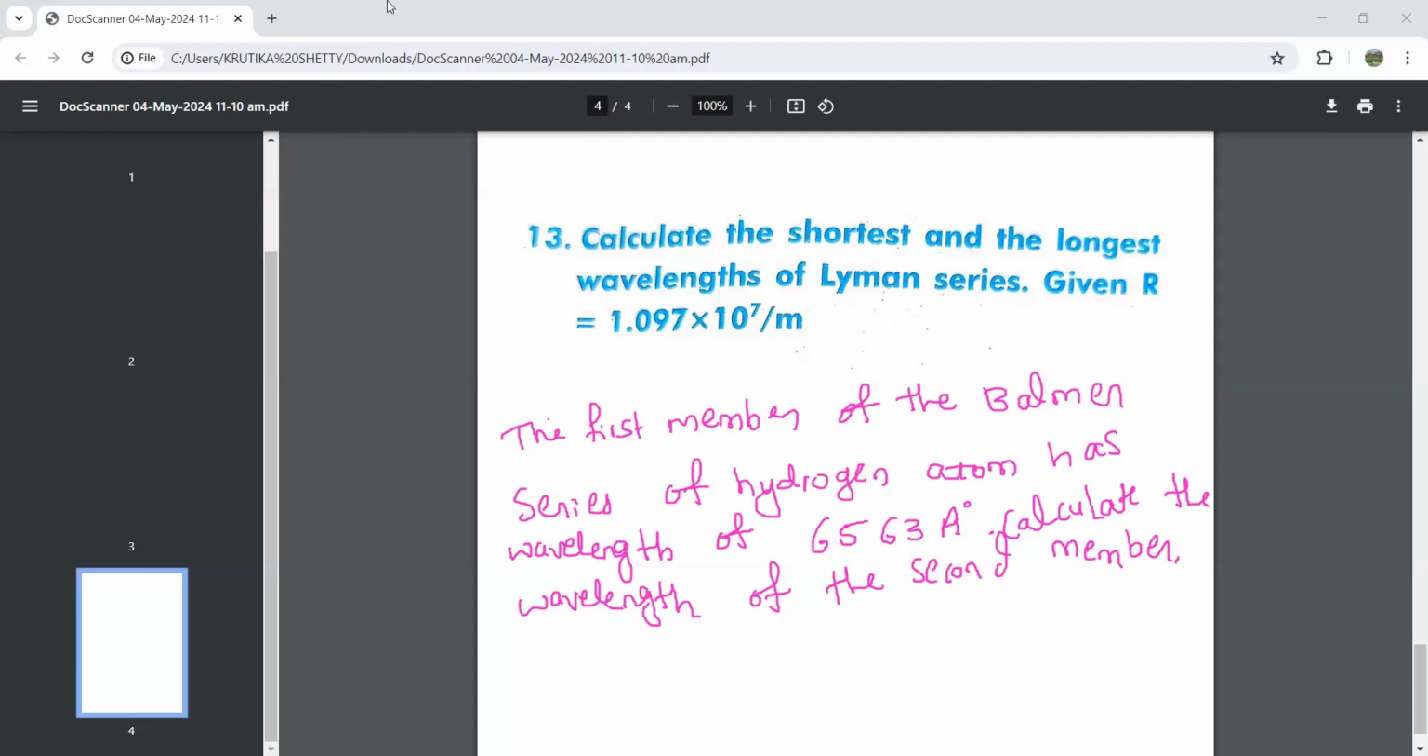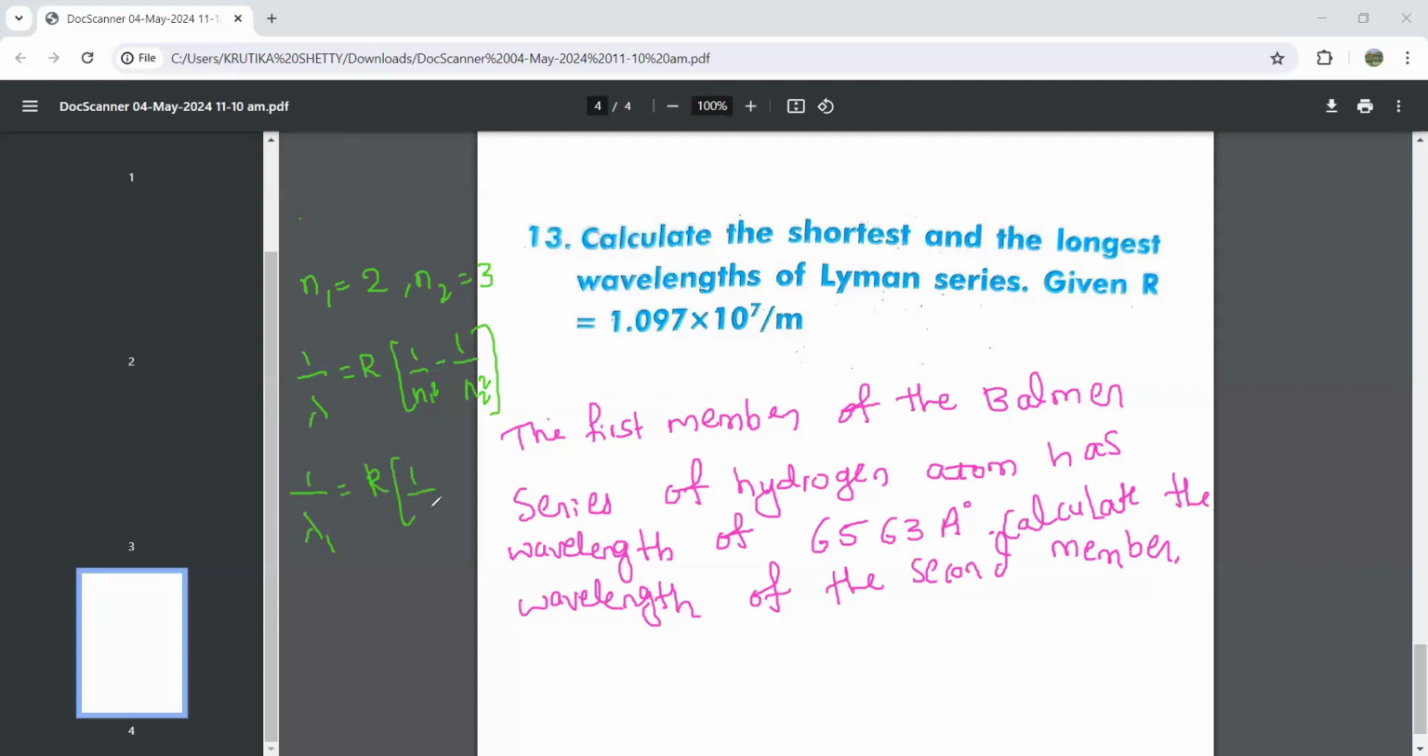Okay, let us see how to do this one. See here. The first member of the Balmer series. For the first member of the Balmer series, the n1 value is equal to 2 and the n2 value is equal to 3. So 1 by lambda is equal to R into bracket 1 by n1 square minus 1 divided by n2 square.